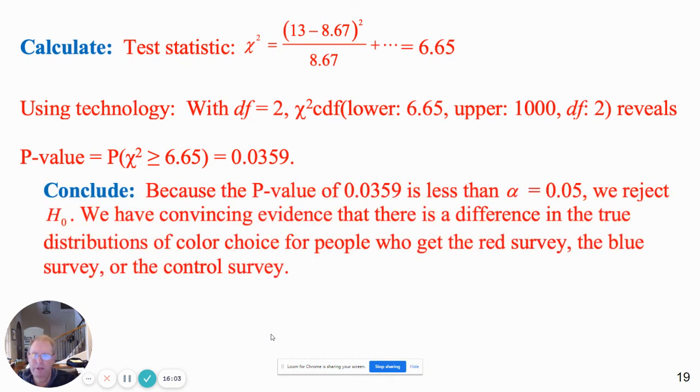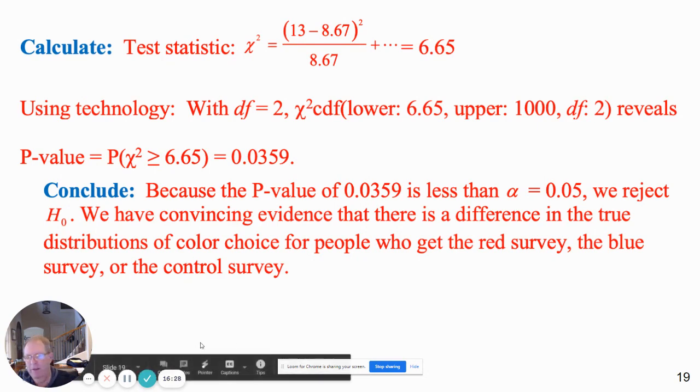Now we have to interpret our results. Because the p-value of 0.0359 is less than alpha, we reject the null hypothesis. That means we have convincing evidence in favor of the alternative, but we have to write that in context. So here's what we write: we have convincing evidence that there is a difference in the true distribution of color choice for people who get the red survey, the blue survey, or the control survey. So that's our lesson for today. Thank you very much for listening.